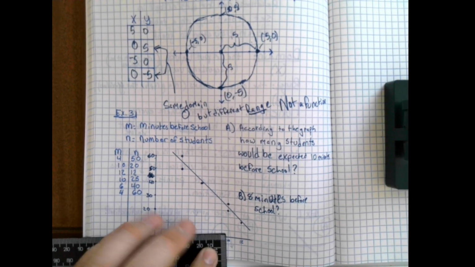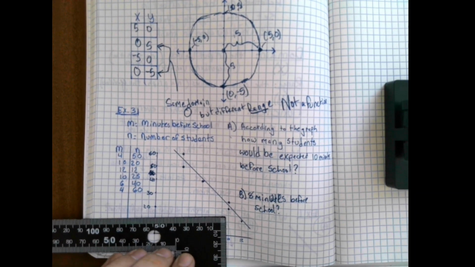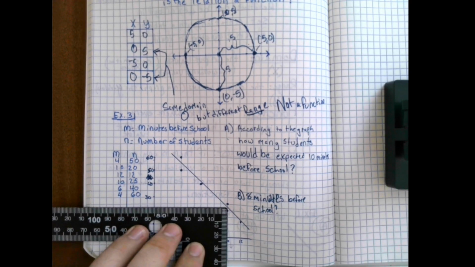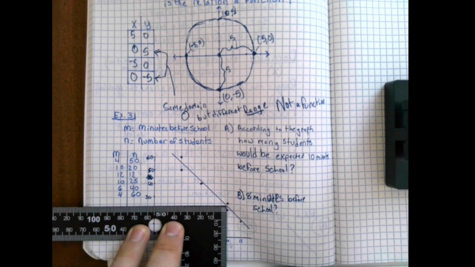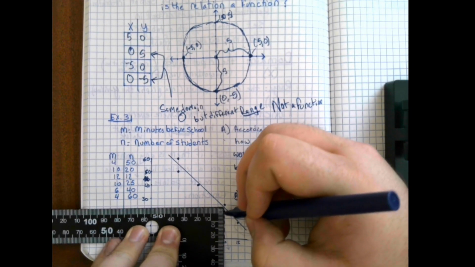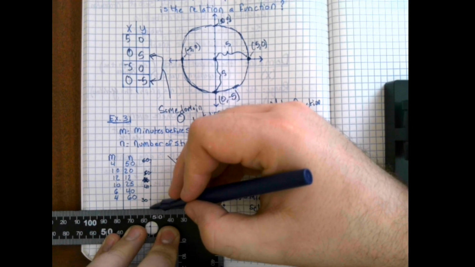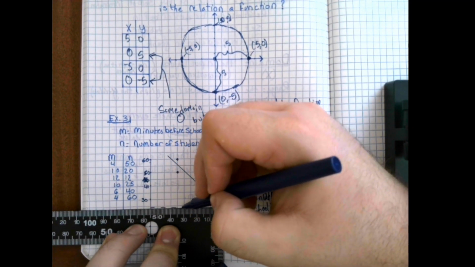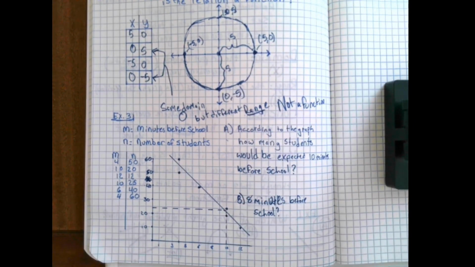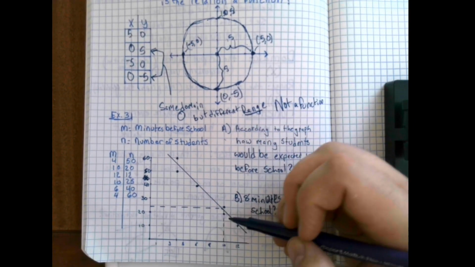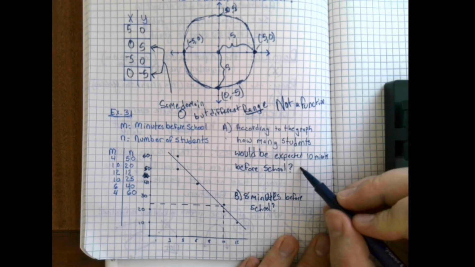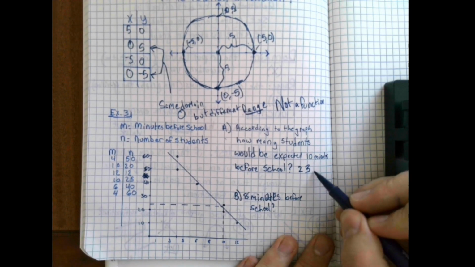So what we do is, if you have a piece of paper or a straight edge of your own, we'd go up to where the line meets at 10 minutes, and we're going to draw a little dashed line here, and a dashed line here. Now, the point on our line here is in between 20 and 25. We might say that he would expect 23 students.